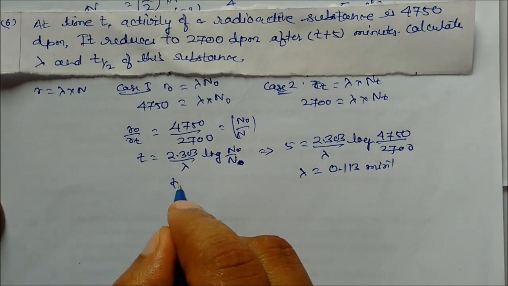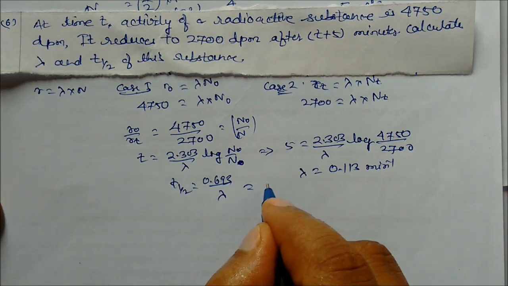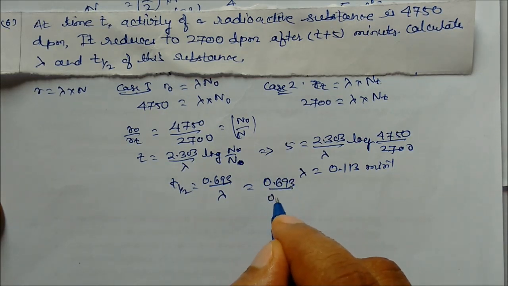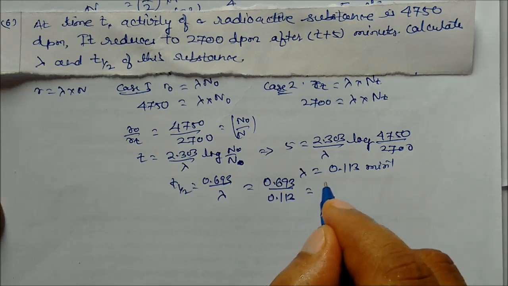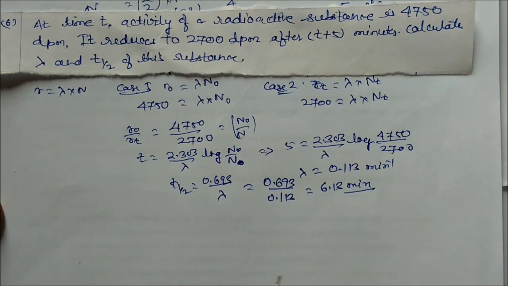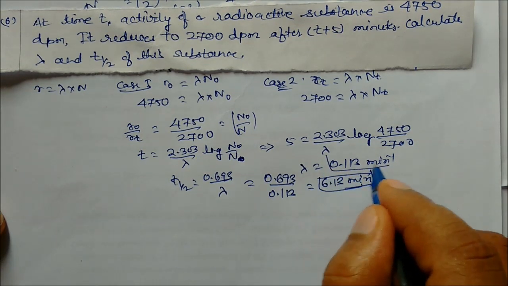Now we can calculate the half-life. So half-life will be 0.693 divided by lambda, which is 0.693 divided by 0.113. So here we get 6.13 minutes. So this is our answer. One answer is this one and the second answer is this one.